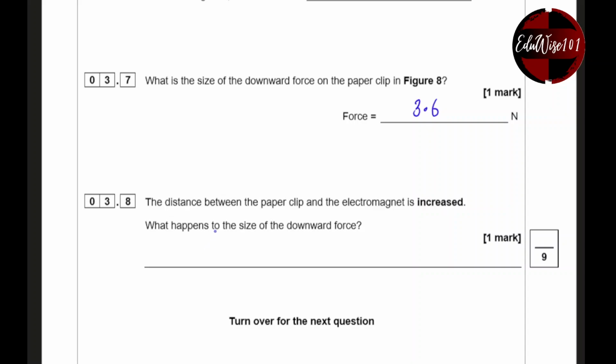The distance between the paperclip and the electromagnet is increased. What happens to the size of the downward force? Now, if you increase the distance between the paperclip and the electromagnet, it's not going to get attracted that much. So the force would go down, or you could say the force size would decrease.